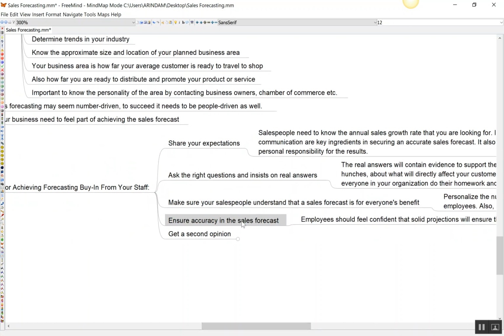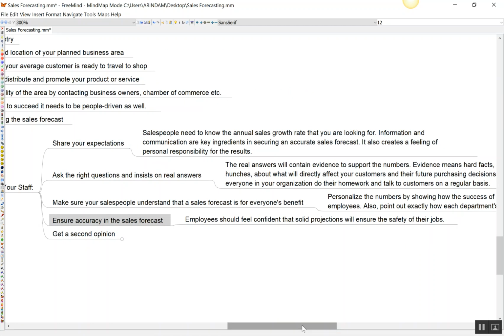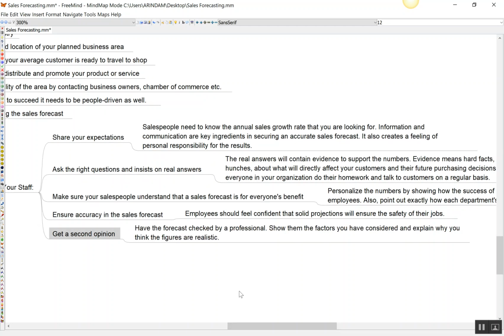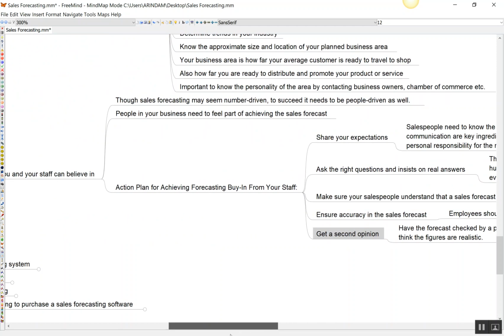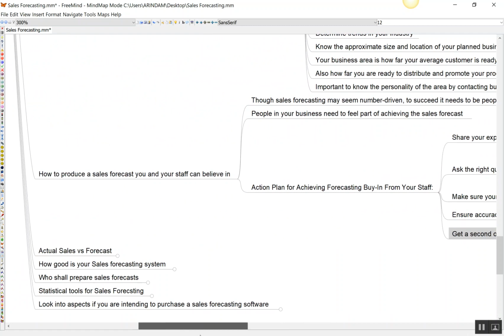So ensure accuracy in the sales forecast. This is also very critical. Employees should feel confident that solid projections will ensure the safety of their jobs, right? And get a second opinion. Have the forecast checked by a professional. Show them the factors you have considered and explain why you think the figures are realistic. So these are very critical. The staff buy-in, the people buy-in, is very important during this sales forecasting exercise, right?